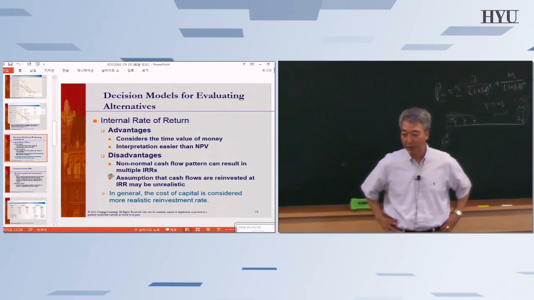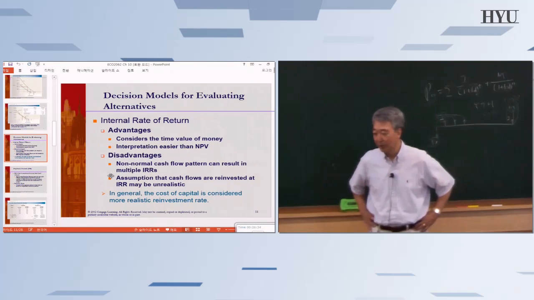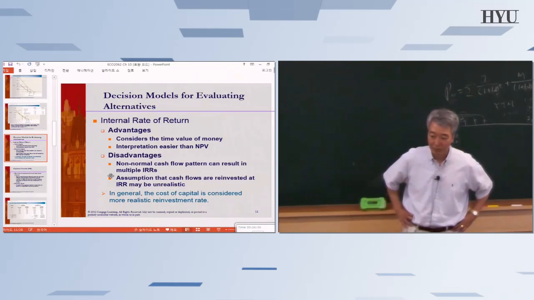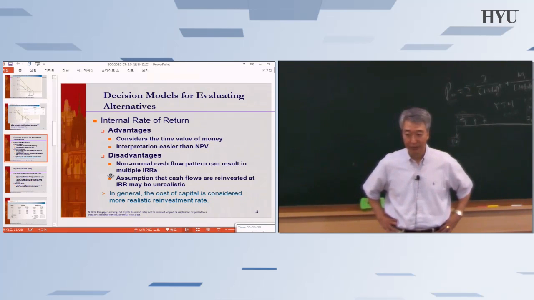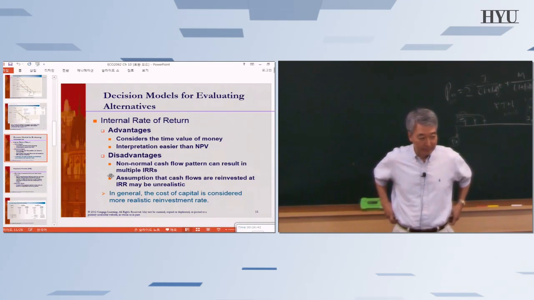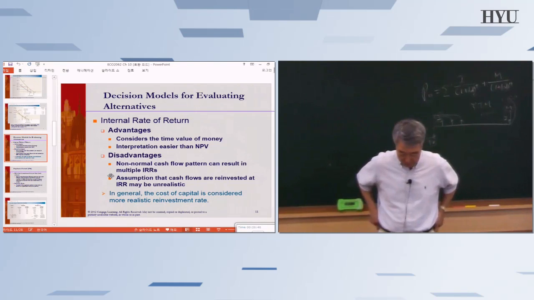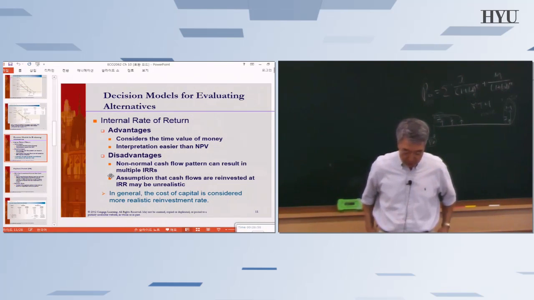What do you think? Do you guys feel NPV makes more sense, I mean, easier to understand, or IRR is easier to understand? Anyway, I guess this is the subjective view of the textbook authors. Okay? The disadvantage is that non-normal cash flow patterns can result in multiple IRRs.